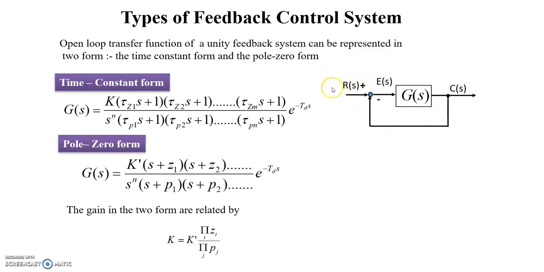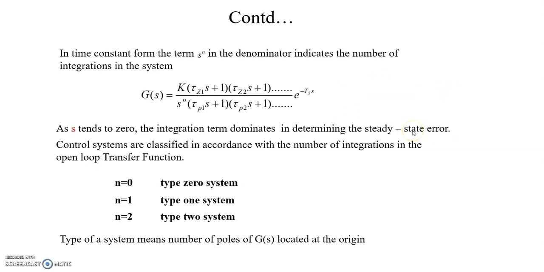Here I am giving the input as r of s. So this is the summer, where there is generation of error, because r of s minus c of s is nothing but the error signal. This is the process g of s.